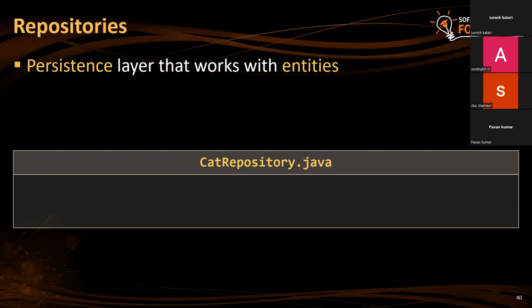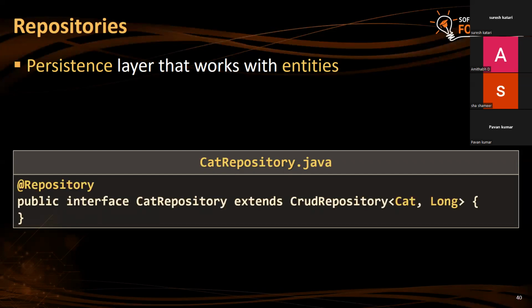So another thing is repositories. The repository is the one which directly talks with the database. This is the persistence layer that works with the entities, either storing the entities, retrieving the entities or updating the entities. Here the entity we can treat as a table representation. So for defining any repository in Spring Boot, we need to use the @repository annotation.